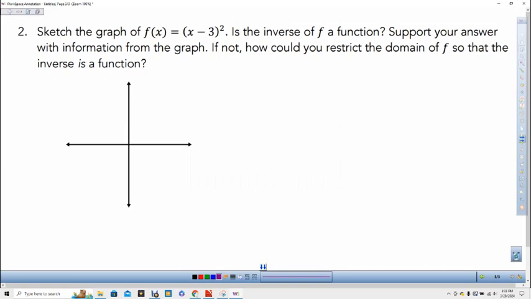All right, so number 2 says sketch the graph of f of x equals x minus 3 quantity squared. Is the inverse of f a function? Support your answer with information from the graph. If not, how could you restrict the domain of f so that the inverse is a function? All right, so first things first, let's graph this thing. So that's going to be a shift right of 3 units. So 1, 2, 3. There is no vertical shift, so right there is the vertex of my parabola.